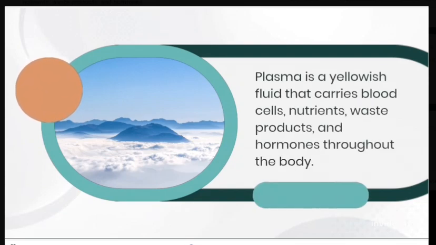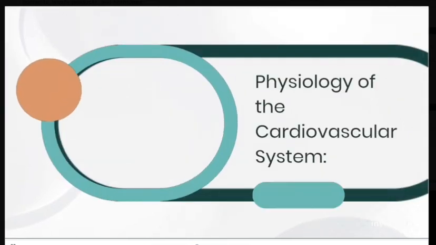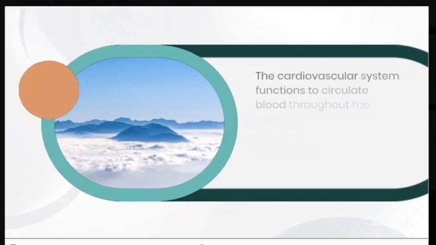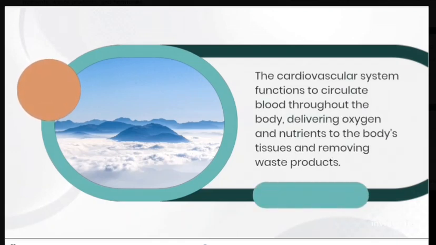Physiology of the cardiovascular system. The cardiovascular system functions to circulate blood throughout the body, delivering oxygen and nutrients to the body's tissues and removing waste products.